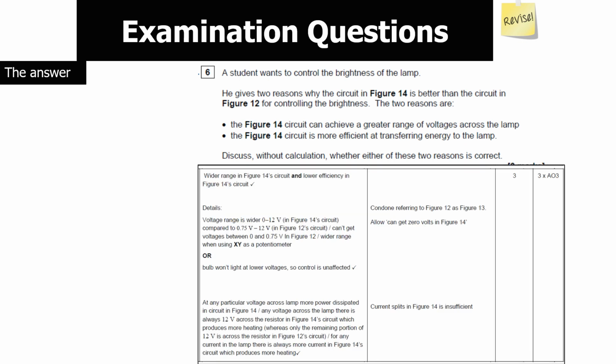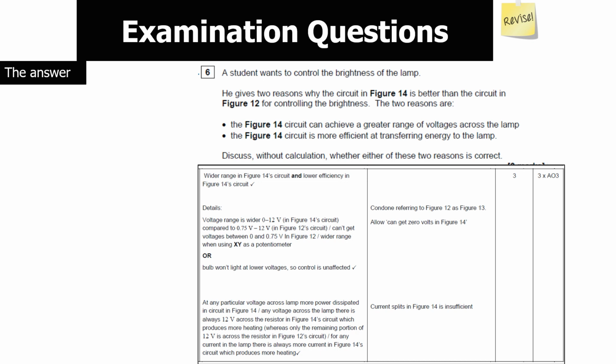So the idea is that there's a wider range in the figure 14 circuit. Why is that? Because the voltage range in the figure 14 circuit is 0 to 12 because we're using our potentiometer, whilst in the figure 12 circuit it's 0.75 volts to 12 volts, and you can't get a value between 0 and 0.75. So when you're using it as a potentiometer, the important advantage is you can always get every value from 0 to the EMF of the power source.